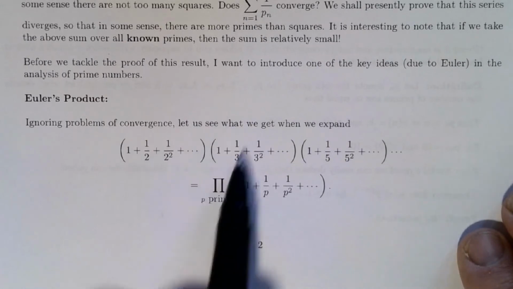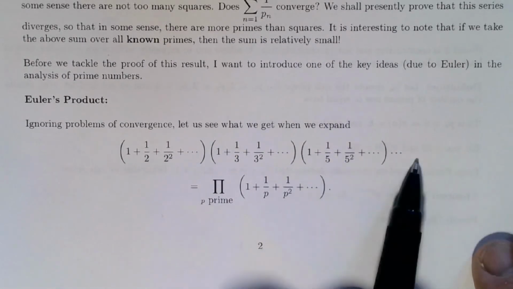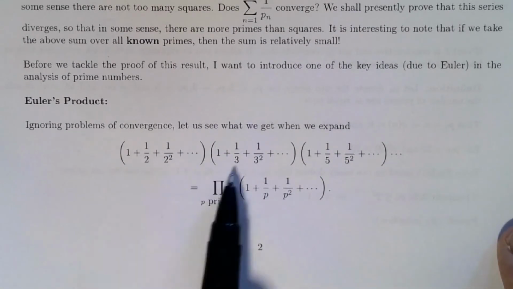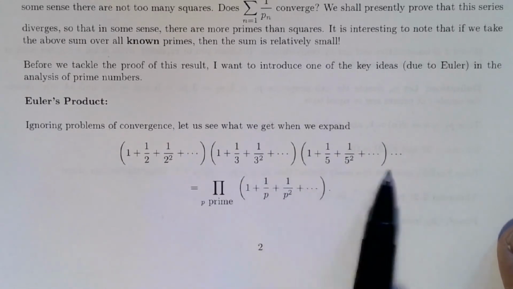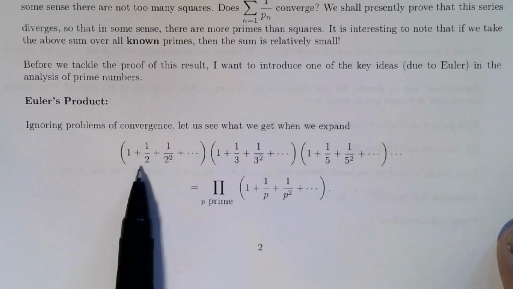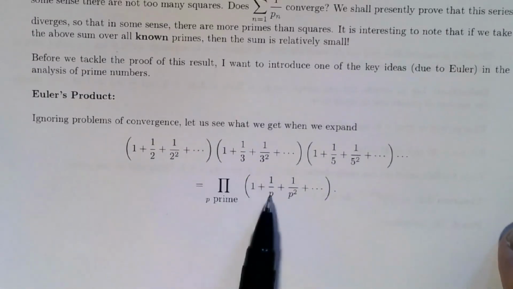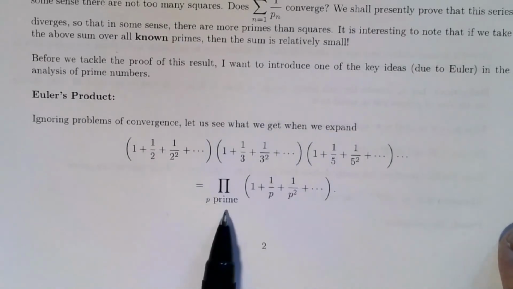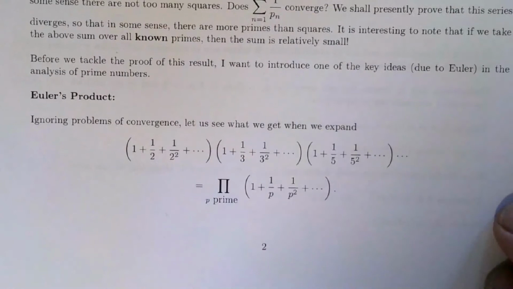1 on 3, 1 on 3 squared, and so on. 1 on 5, 1 on 5 squared, then 1 on 7, 1 on 11. So these numbers here are the prime numbers. I'm taking these geometric series of the reciprocal powers of the reciprocals of the prime numbers. In product notation, that simply means I'm taking 1 plus 1 over p plus 1 over p squared forever. Take a product over all the primes. Well, what's going to happen if I expand all this out?